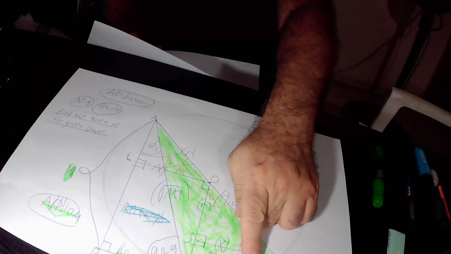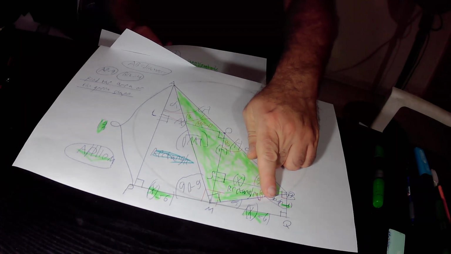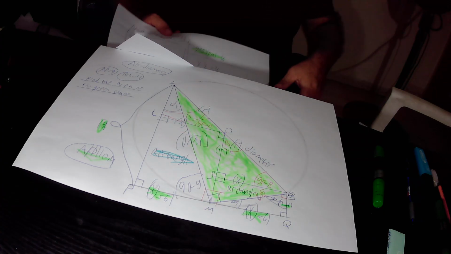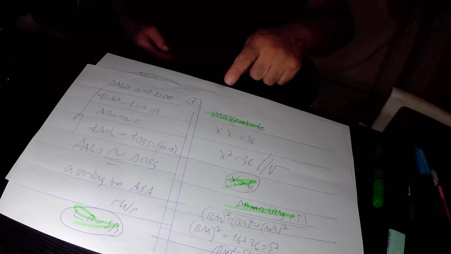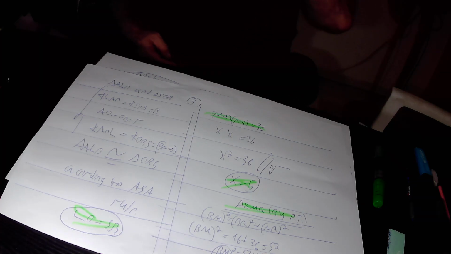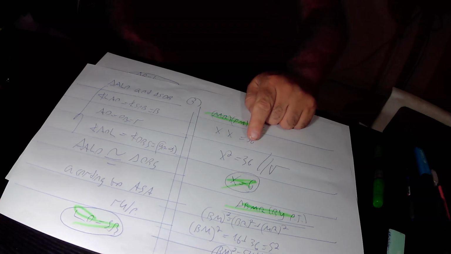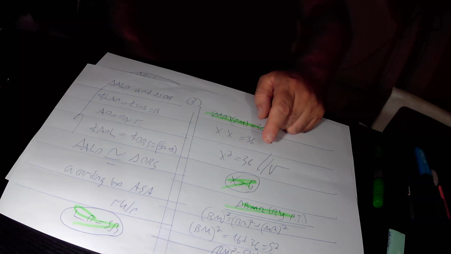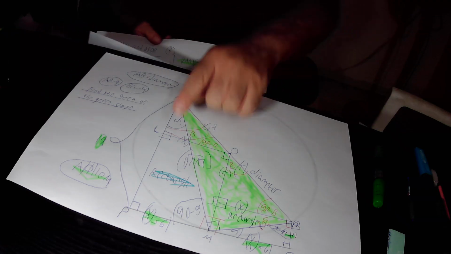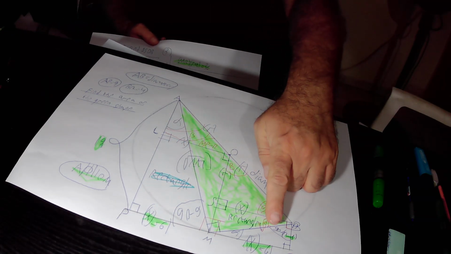MQ is x, MQ is x, PM is also x. So in total, MQ times PM equals x times x, that is 36. x times x is x squared, so x squared equals 36. Here we took the square root of the equation and found that x equals the square root of 36, that is 6. So here x equals 6 and here also x equals 6.